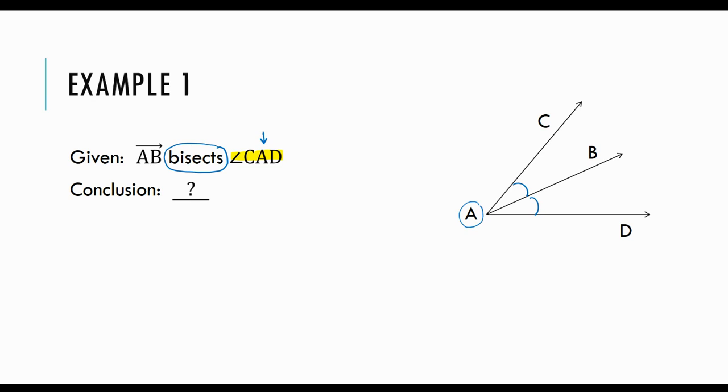When it says that ray AB bisects angle CAD, our conclusion is that angle CAB is congruent to angle DAB. Now, if you have the C and the B switched around in the first one, and the same thing with the D and the B, that's perfectly fine. But A had to be in the middle because that's the vertex. Our conclusion has to be that we have two smaller congruent angles.